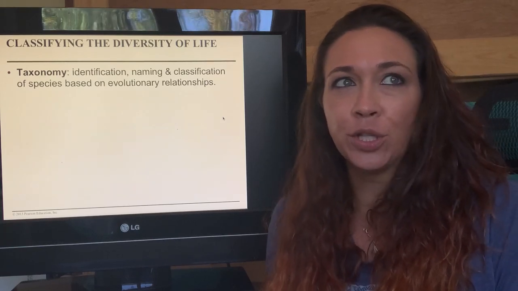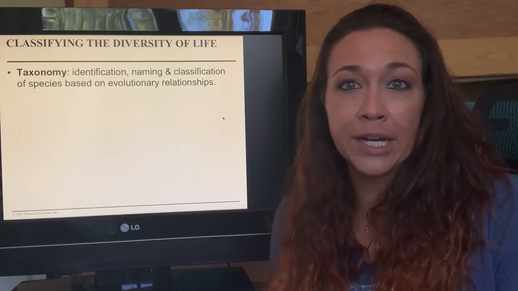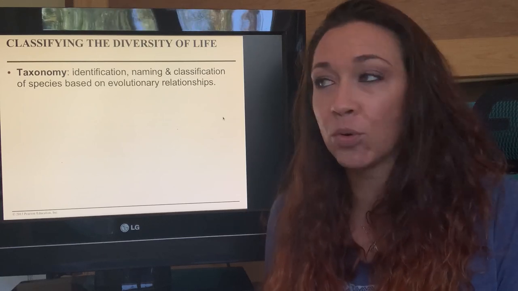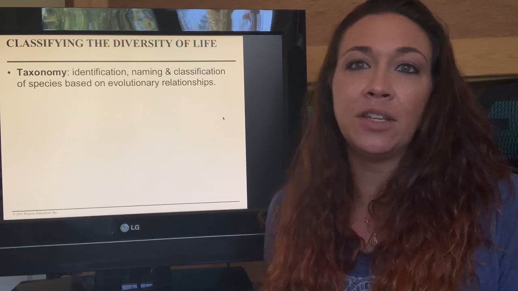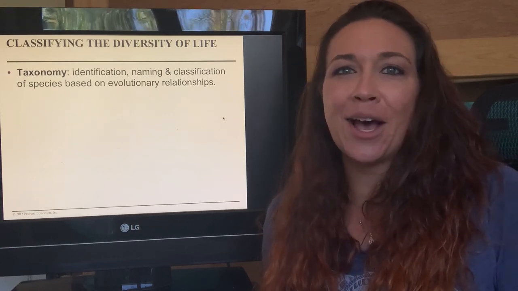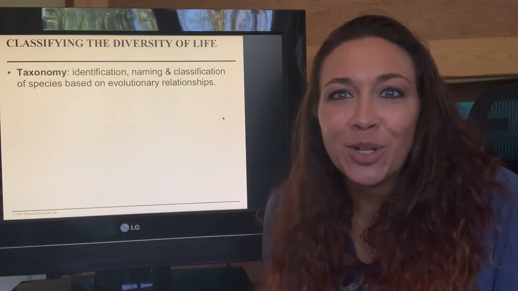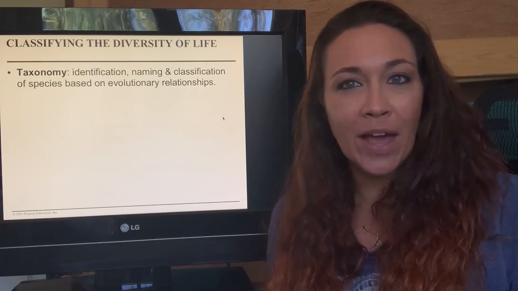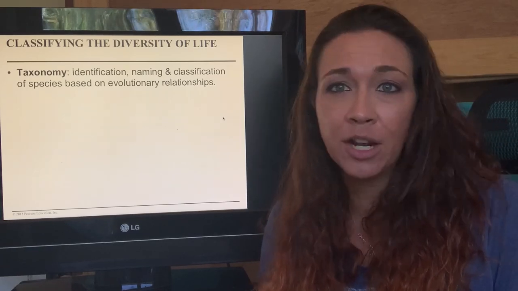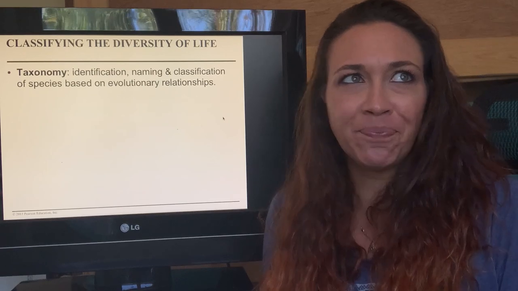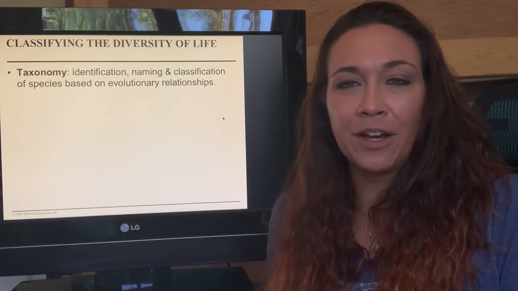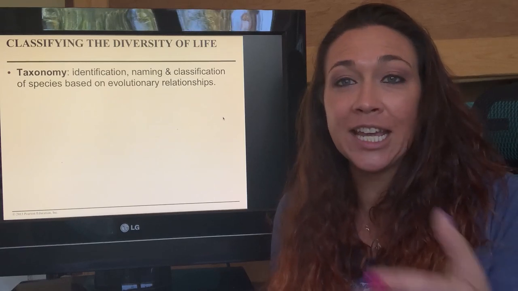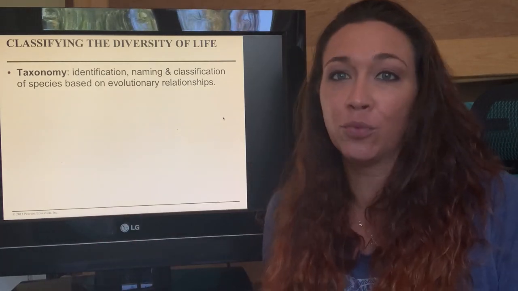Well, we actually started doing this a long time ago. We started to group organisms based on their relatedness, or what we assume to be their relatedness. So that's how we got the kingdoms. I'm sure you've heard of the animal kingdom, the plant kingdom, all that kind of stuff. Those are basically all taxonomy. It's really phylogeny, but it's a form of classification, sorting different organisms into different groups.